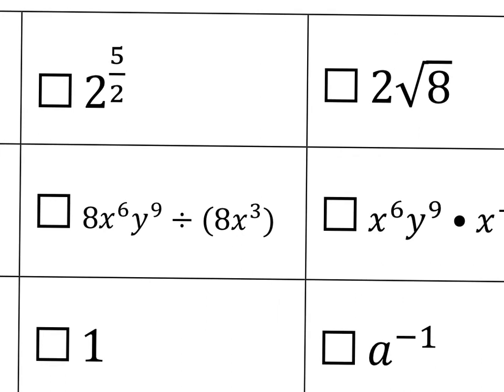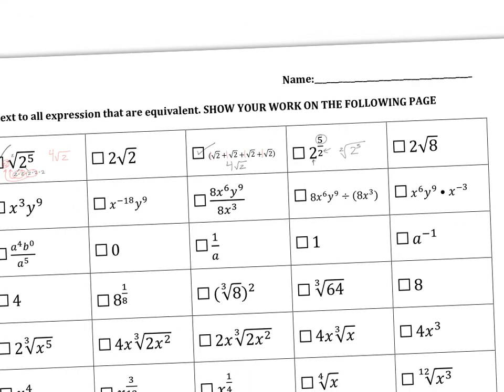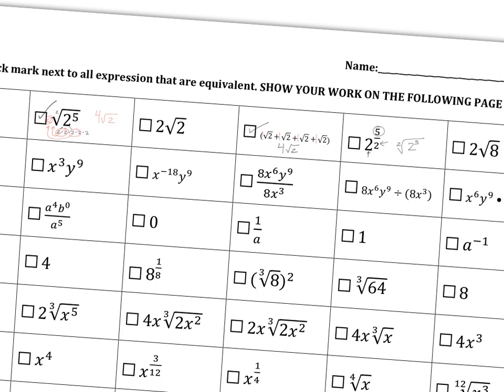And this guy, let's turn this into radical notation. I have a base of 2. I'm going to raise that to the 5th power, and I have an index of 2. If I remember correctly, that is the same as the second box. So this guy and this guy were the same, so I know that this reduces to 4 radical 2, so this must as well. So, in short, we can check that box too.